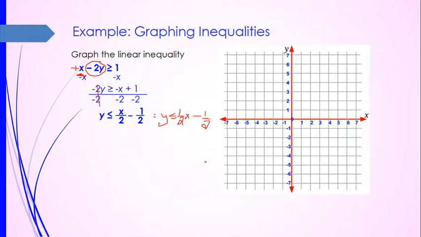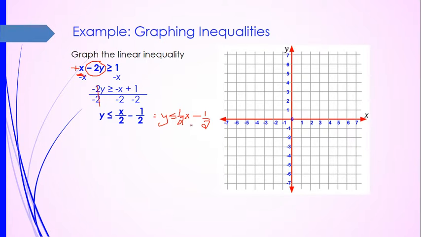Now my next step would be to ask myself, is this going to be a solid line or a dashed line? Remember, these things are determined solely by the inequality symbol. Well, we have the or equal with it, so that means it's going to be a solid line. Then I'm going to go ahead and start graphing this just like I would a line. And I know that in this case it's going to be a solid line.